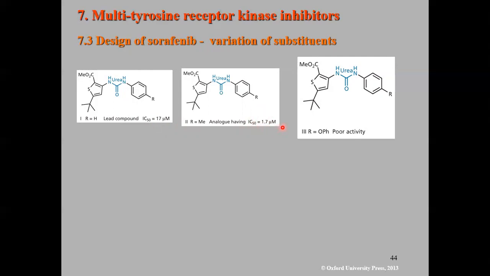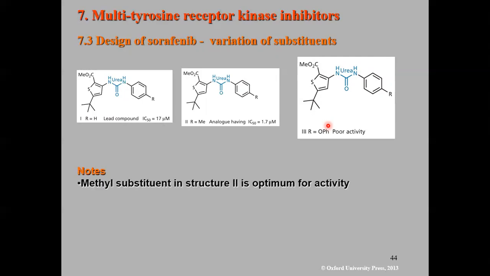On the other hand, if you use a phenoxy group, which is phenol and oxygen, at this position, you will get poor activity. They draw a conclusion that big groups are not good for activity. You only need small groups like methyl. If you use a big group like phenol, here phenoxy, which is phenol and oxygen, you get poor activity. All right.